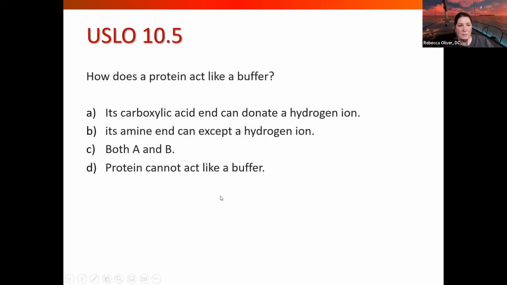Excellent, you got out of the wrong thing. Well, it's actually C. The carboxylic acid end can donate a hydrogen ion, and the amine can actually accept one. And a buffer is basically a solution that has the ability to either donate hydrogen ions or accept them, depending upon what the environment is.